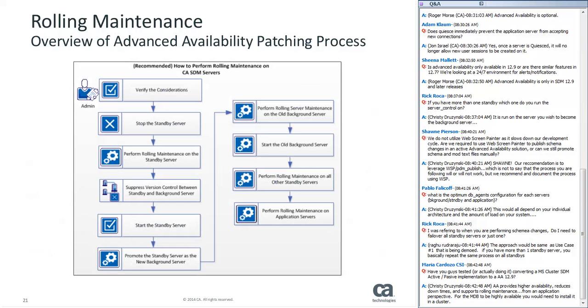This diagram is also located in the product manuals. It gives a high-level overview of the steps that you would take when you're going to perform rolling maintenance in an advanced availability Service Desk environment. I'm going to go through each of these steps at a high level, and then Sebastian is going to demo the steps that you'll take to do maintenance. Again, you can find this in the guide, so you don't have to write any notes down.